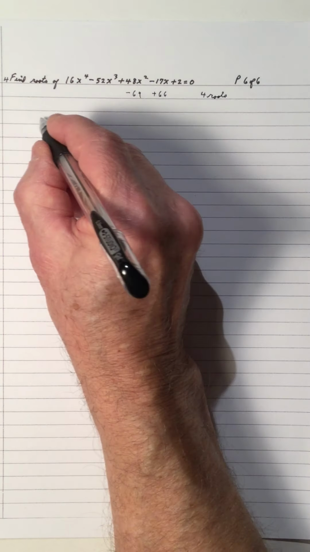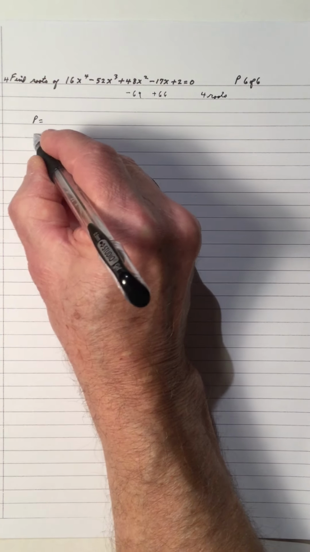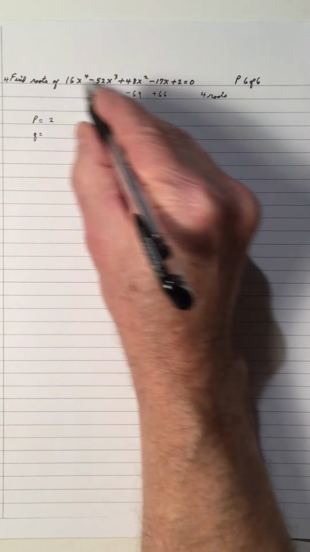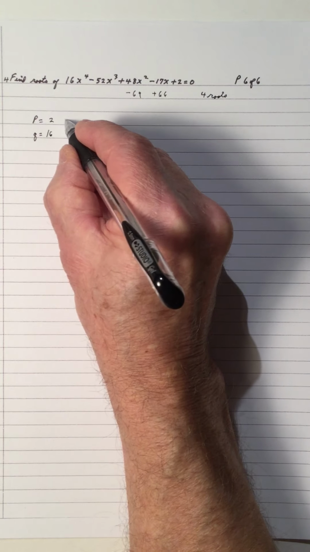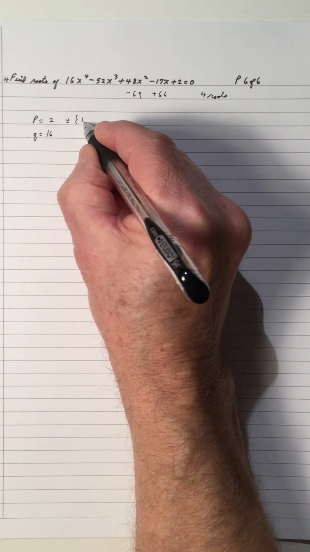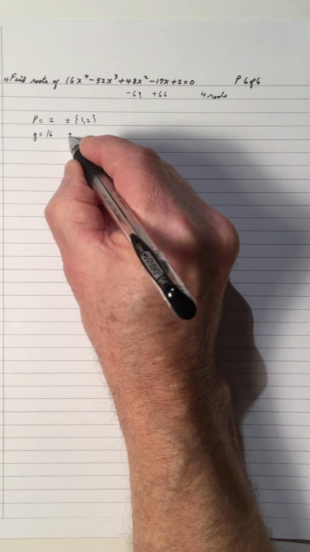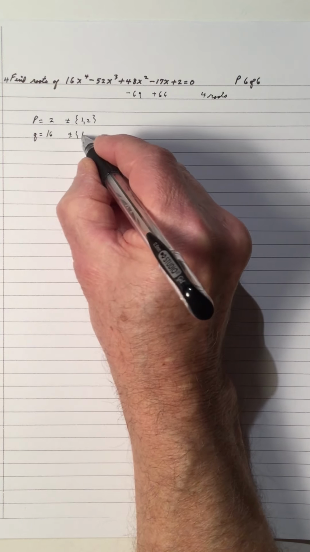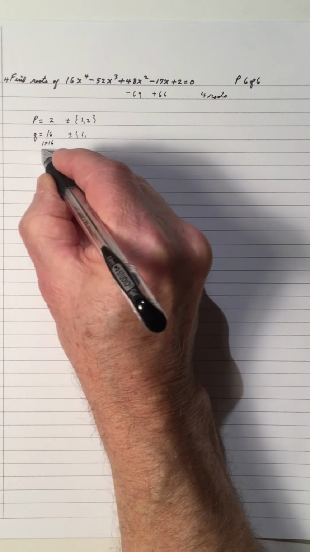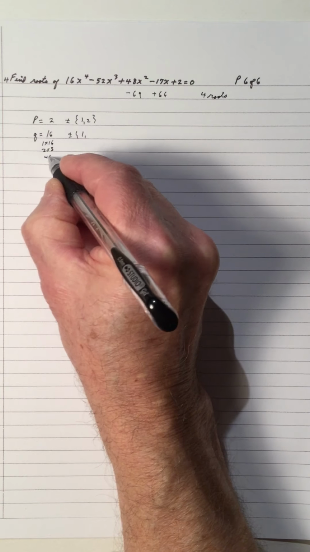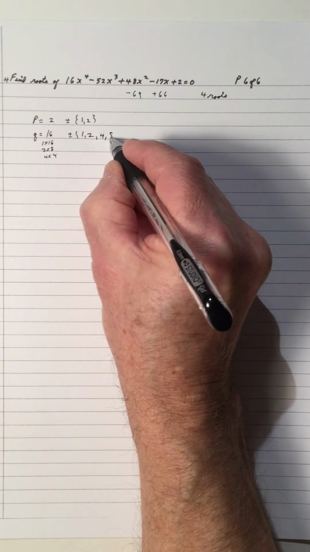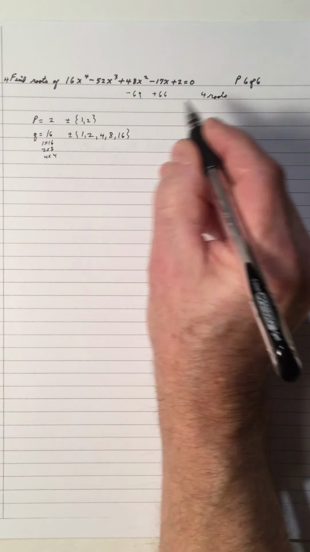So now we have to go after values of p, values of q. So p is 2, q is 16. So the possible factors of p are 1 and 2, and the possible factors of 16 are 1 times 16, 2 times 8, 4 times 4. So it's 1, 2, 4, 8, 16 if you want to do them in order.